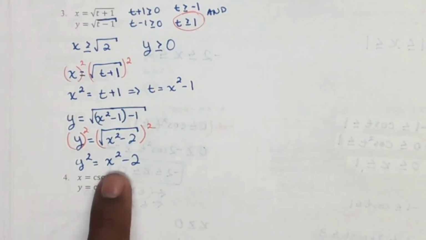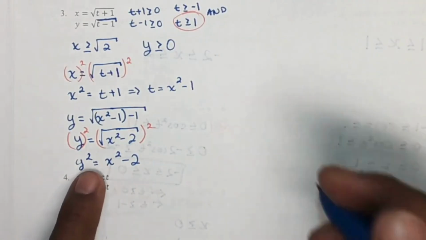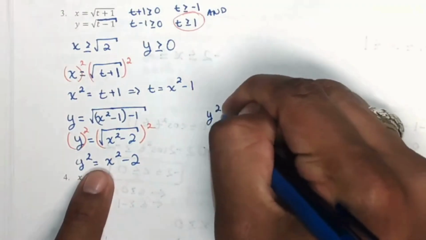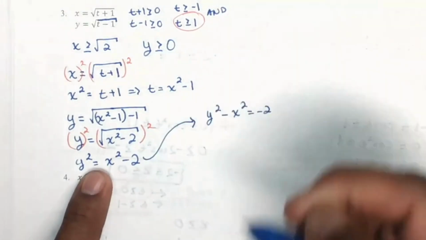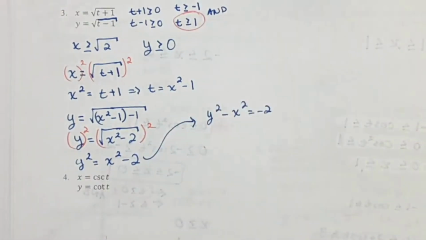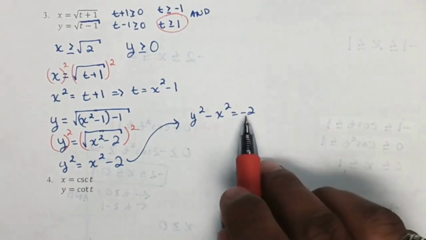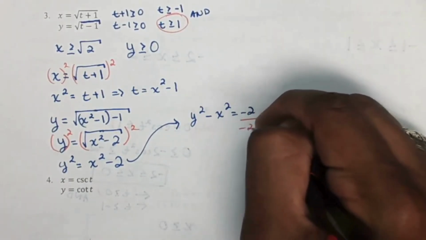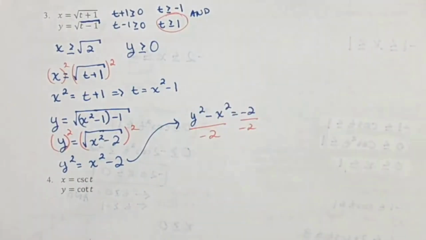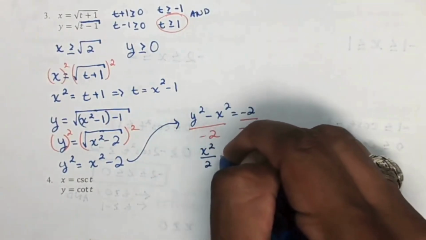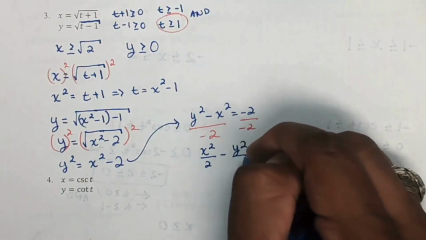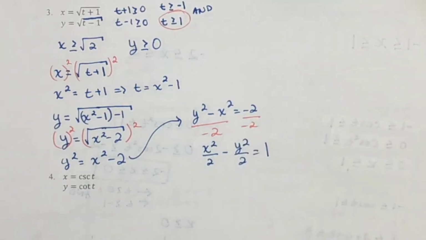Well, the situation here is that I need to get x and y on the same side. So we end up doing y squared minus x squared equals negative 2. And this ends up being a conic section, but the only way that this is a conic section is if this is equal to 1. So I need to divide each of those by negative 2. The negative x squared ends up being positive. The y squared changes to negative, equals 1.